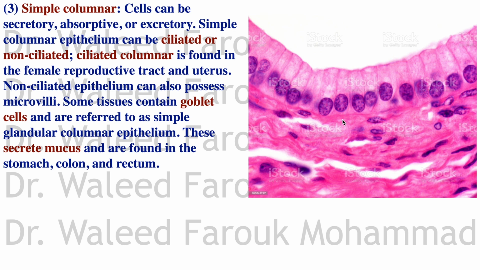Some columnar epithelium has goblet cells, which means they secrete mucus, so it's present in organs that secrete mucus to protect the lining, like the stomach, the colon, and the rectum.